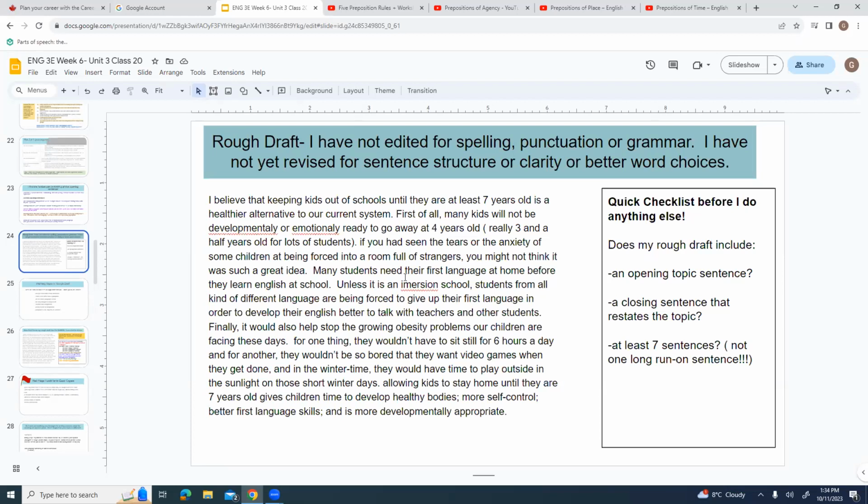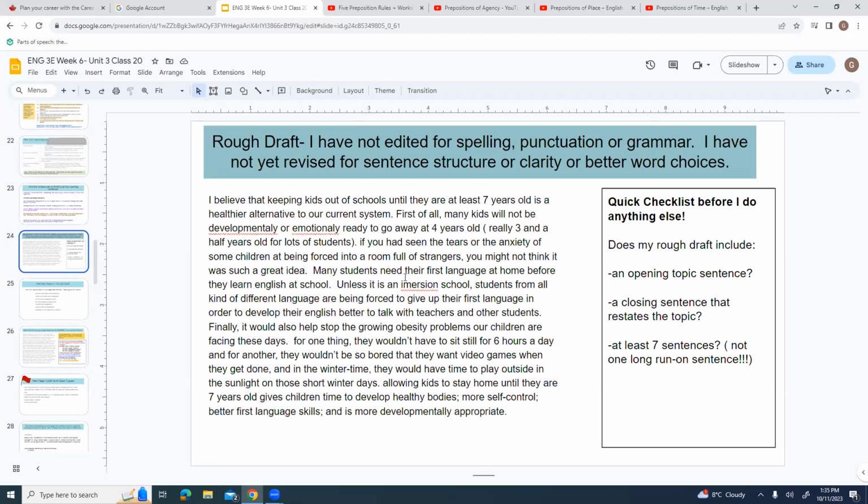Finally, it would also help stop the growing obesity problems our children are facing these days. For one thing, they wouldn't have to sit still for 6 hours a day. And for another, they wouldn't be so bored that they want video games when they get done. And in the wintertime, they'd have time to play outside in the sunlight on these short winter days. Allowing kids to stay home until they're 7 years old gives children time to develop healthy bodies, more self-control, better first language skills, and is more developmentally appropriate.